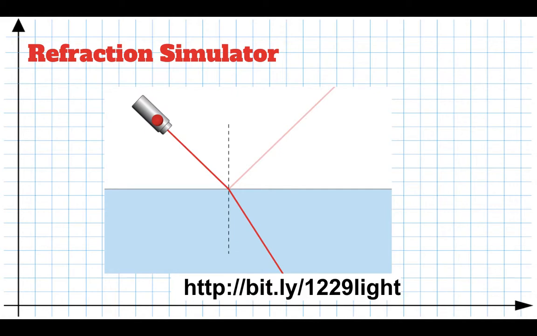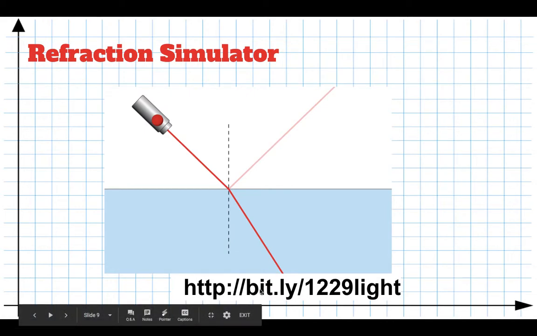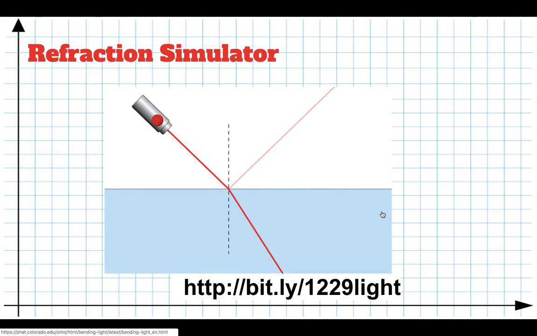So there's a little refraction simulator you can play with if you go to http://bit.ly/1229light. There's an app there you can play with, and you can change the angles of incidence and the angles of refraction, and you can see a simulation of how light gets bent. That's kind of fun and probably worth a couple minutes of your time.